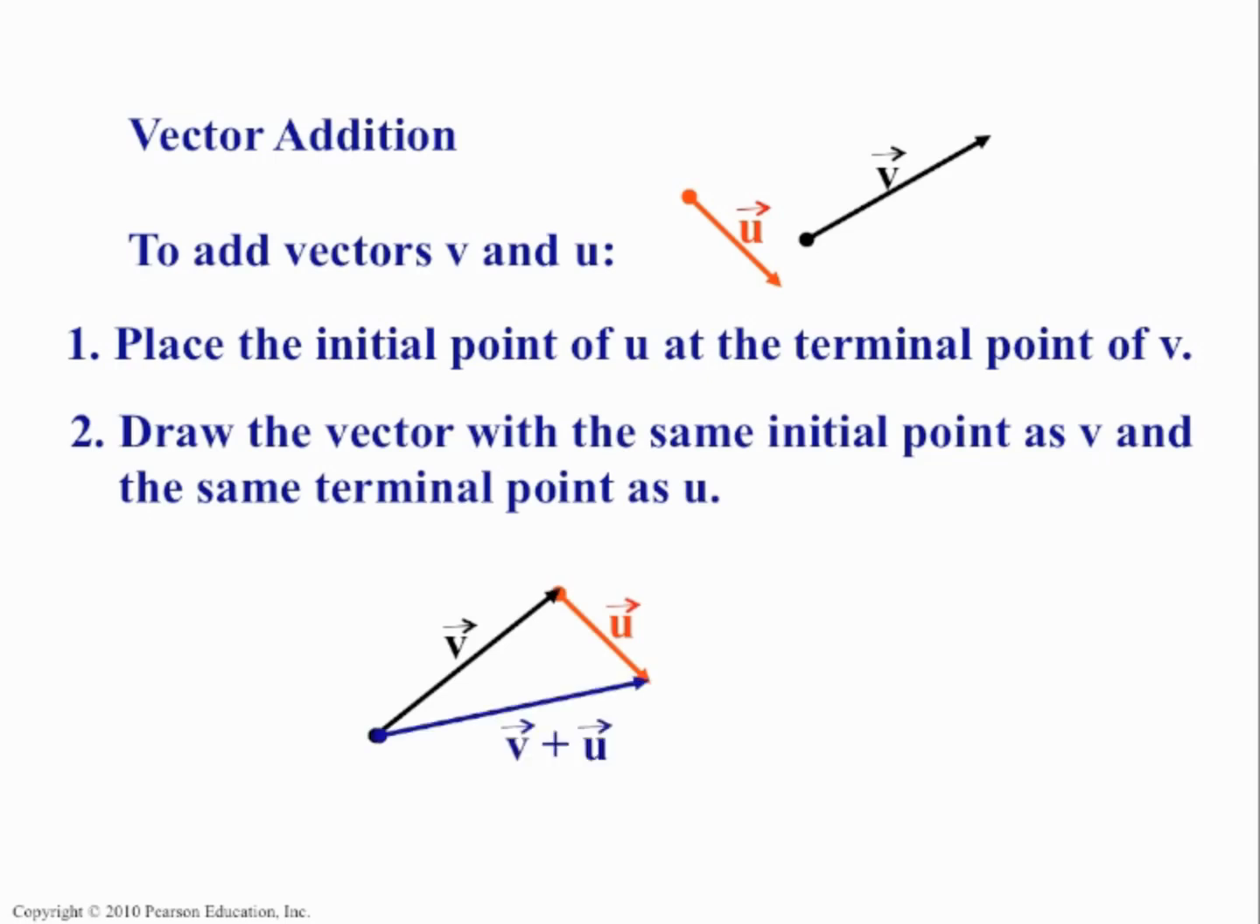Notice that we draw v, and then we put the tail of u on the tip of v, and then we end up with our resultant vector, or our net vector, that has the same initial point as v and the same terminal point as u. And that would be the vector sum v plus u.